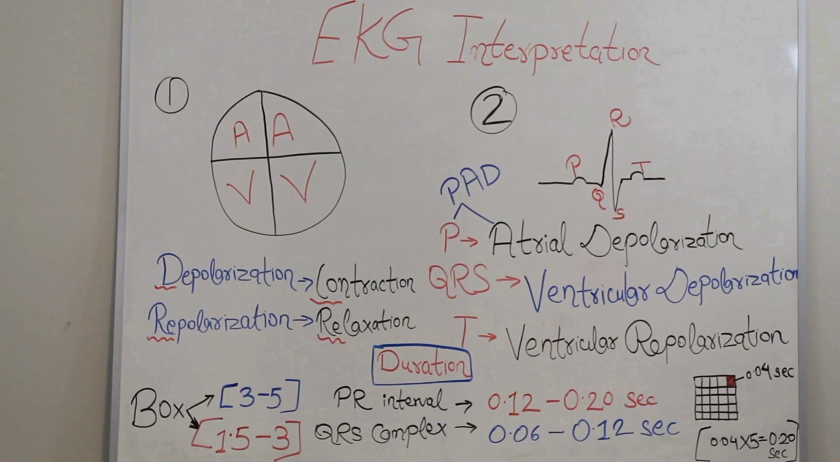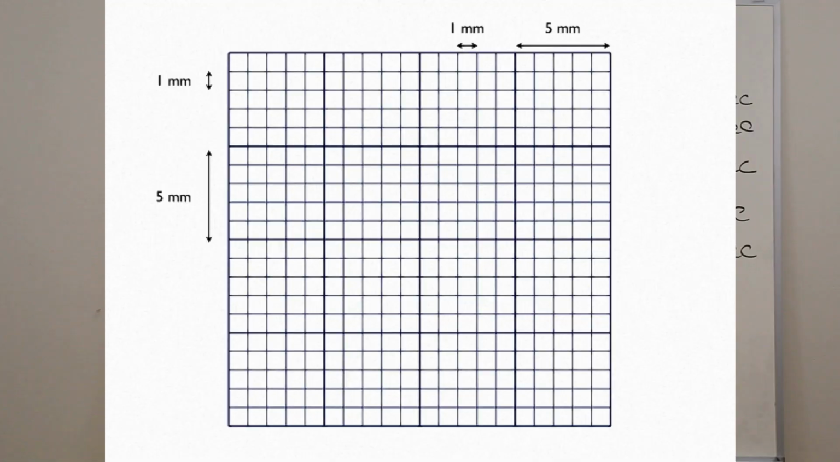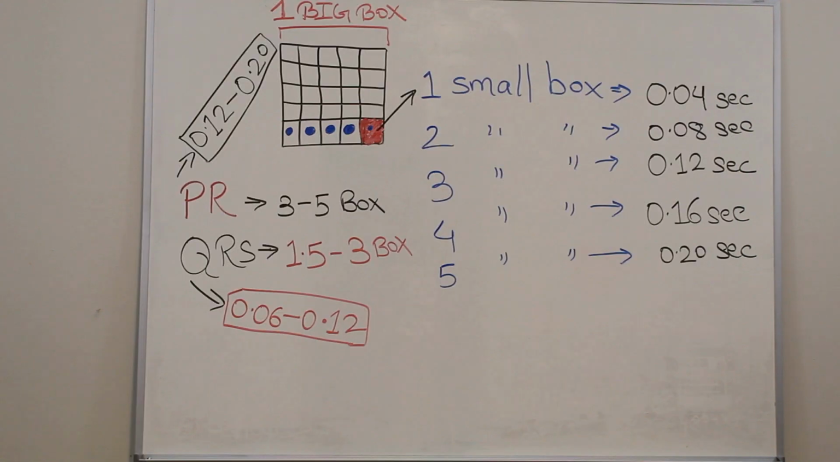And the duration is measured in seconds. When we see the EKG graph paper, we can see there are a large number of big boxes, and in every big box there are 5 small boxes. One small box equals 0.04 second. So 5 small boxes would be 0.04 times 5, which is 0.20 second.